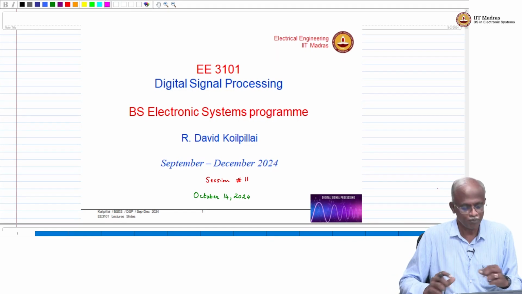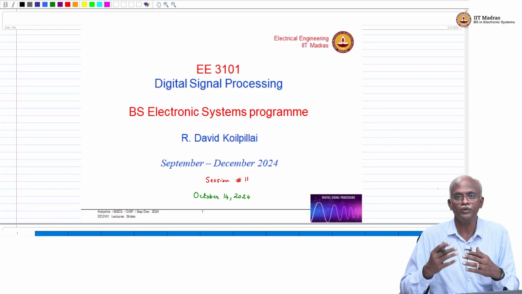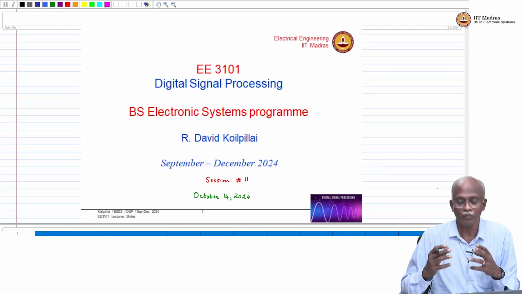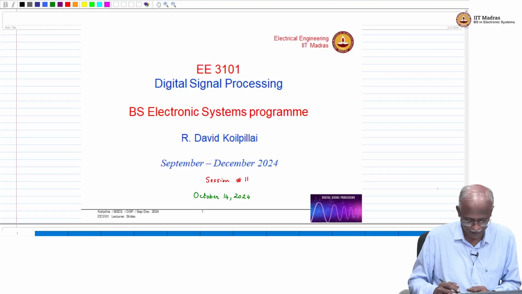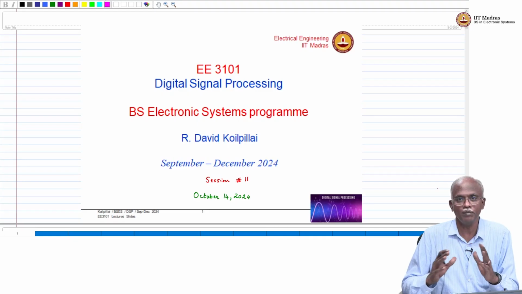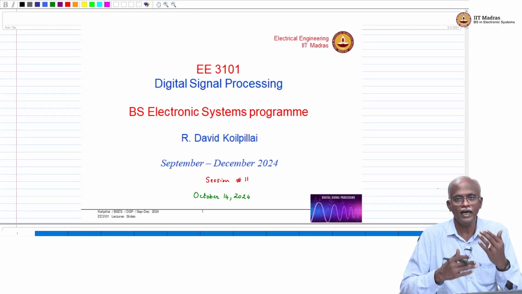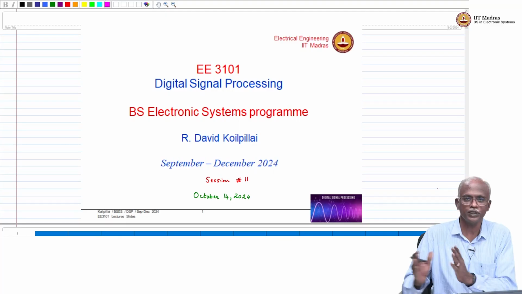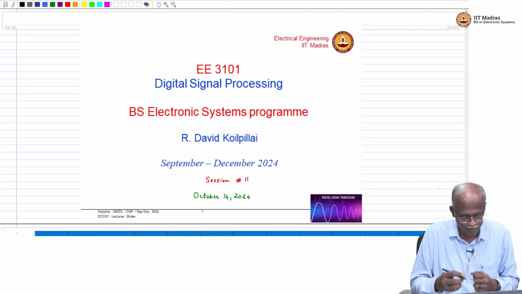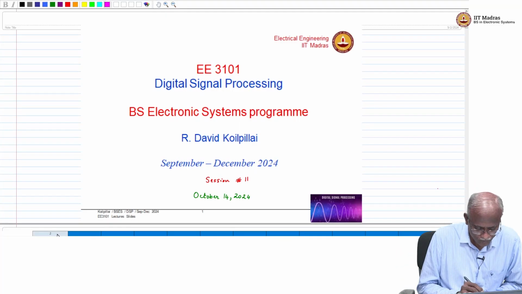So again, today should be an interesting class where we will get new insights into the understanding of the applications of the discrete time Fourier transform. As always, we will begin with a quick summary of what we have reviewed in the last session and add some insights to it. So basically, it will not just be a review, but some new insights as well.